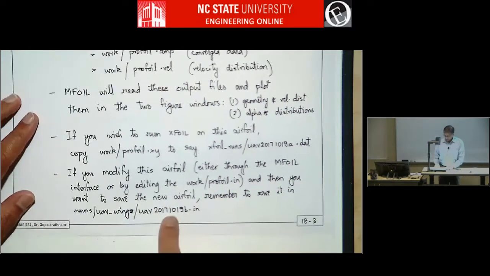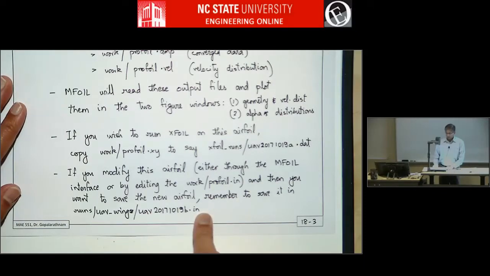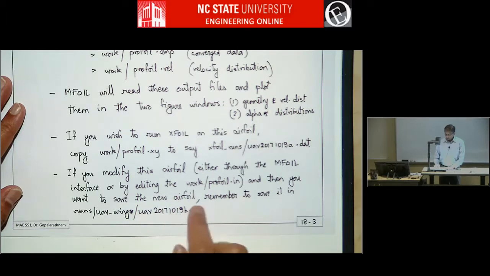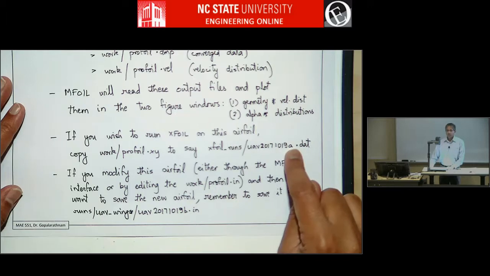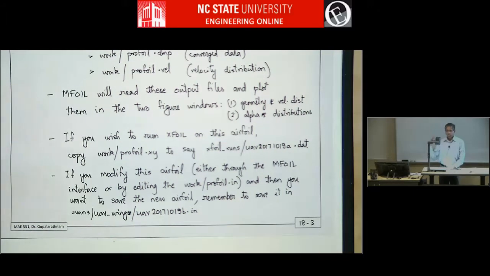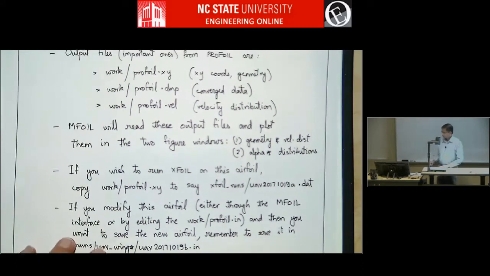And obviously, if you want to run this airfoil in XFoil, you would copy the XY coordinates into that name, right? You will call it UAV 2017 b.dat, so that you have all the coordinate files in one place, and with the same name you have the input files in the other place. Okay, so let's go and see how that's done, and then we'll come back to making some more notes.